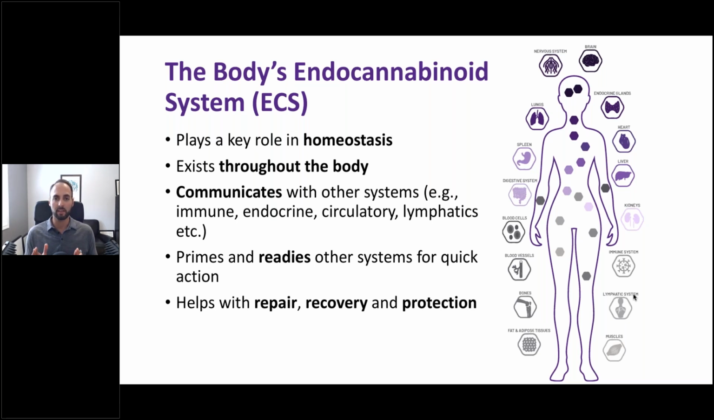So the ECS is present throughout every tissue of the body. You can see here in this graphic, anything from the liver to the immune system, to our adipose tissue, to our muscles, to our nervous system. It exists through the whole body. And a good way to understand our ECS is that it is a key regulator, and that's what the term homeostasis means. It keeps things in balance.